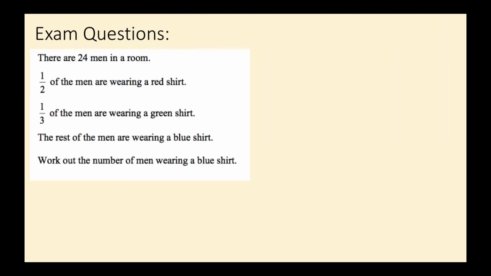There are 24 men in a room. Half of the men are wearing a red shirt. A third of the men are wearing a green shirt. The rest of the men are wearing a blue shirt. Work out the number of men wearing a blue shirt.